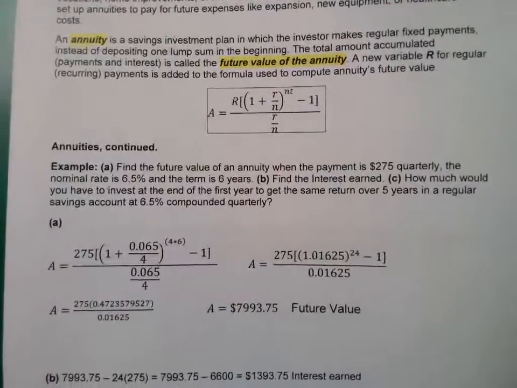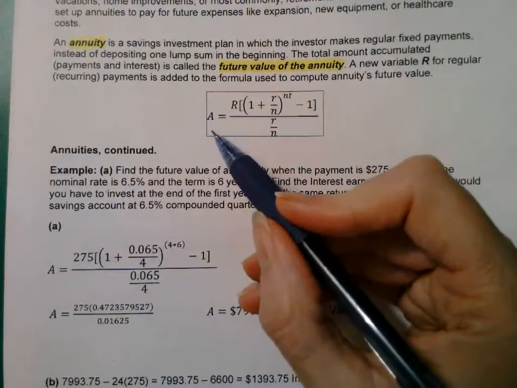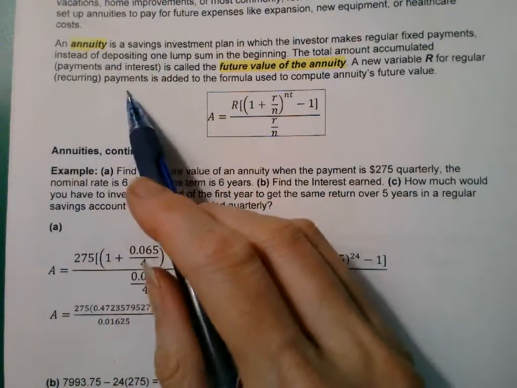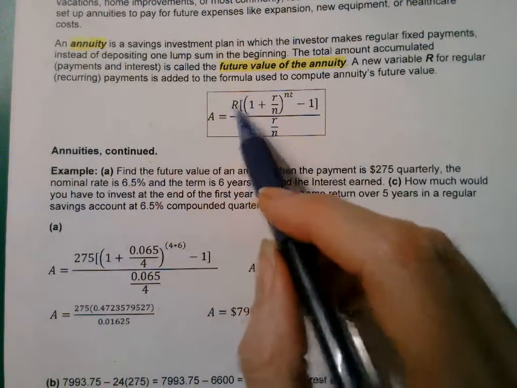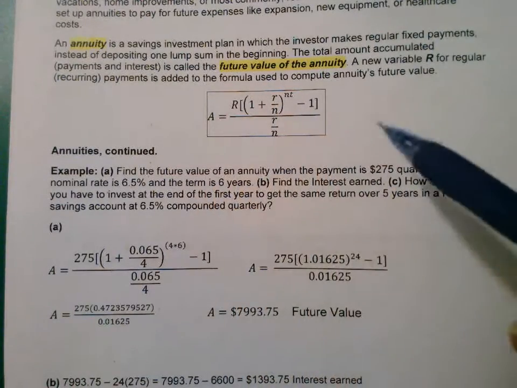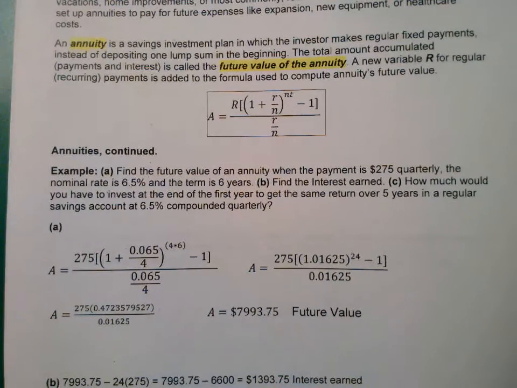An annuity is a savings investment plan in which the investor makes regular fixed payments instead of depositing one lump sum in the beginning. Okay, something you pay into. So a total amount accumulated, which is payments and interest, is called the future value of the annuity. So it's still a capital A. The new variable, capital R, is for regular or recurring payments. So R now stands for payments. This lowercase r is still rates, okay? And this is the formula for annuities future value.